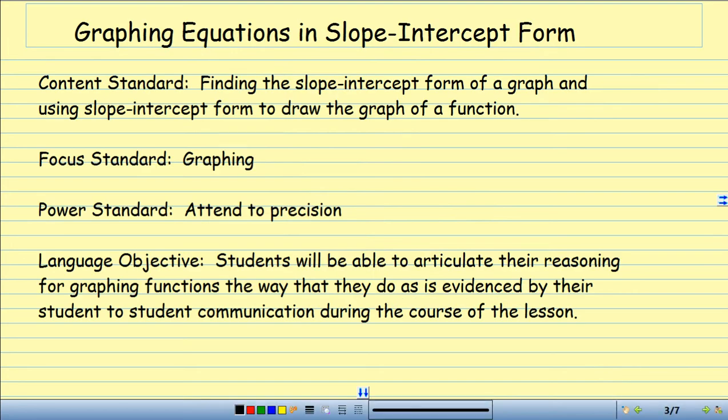So what I've got today, we are graphing equations in slope-intercept form. Our content standard is finding the slope-intercept form of a graph and using slope-intercept form to draw the graph of a function. Focus standard, we're graphing. Power standard, we are attending to precision because you've got to be careful here. And our language objective is that you're going to be able to articulate your reasoning for graphing functions the way that you do it, as is evidenced by your student-to-student communication during the course of the lesson.